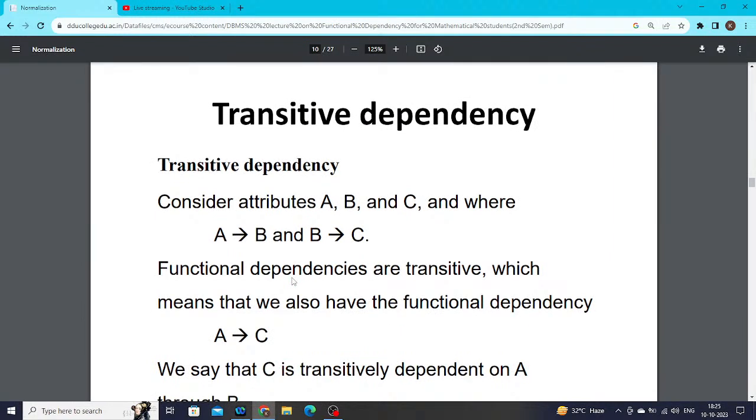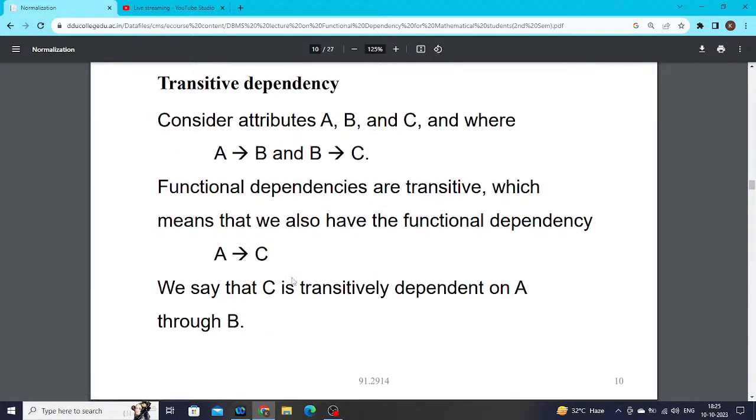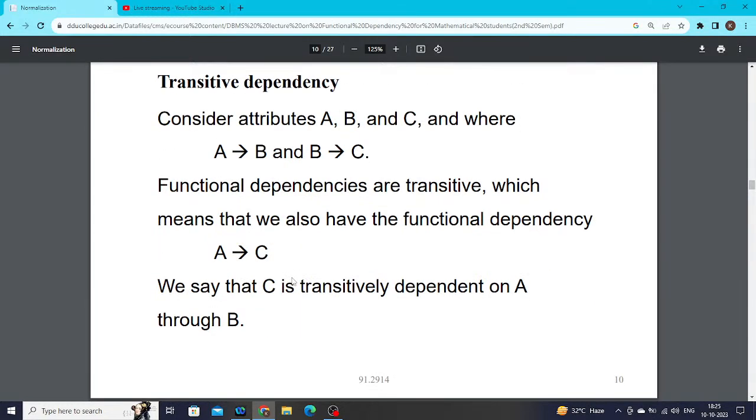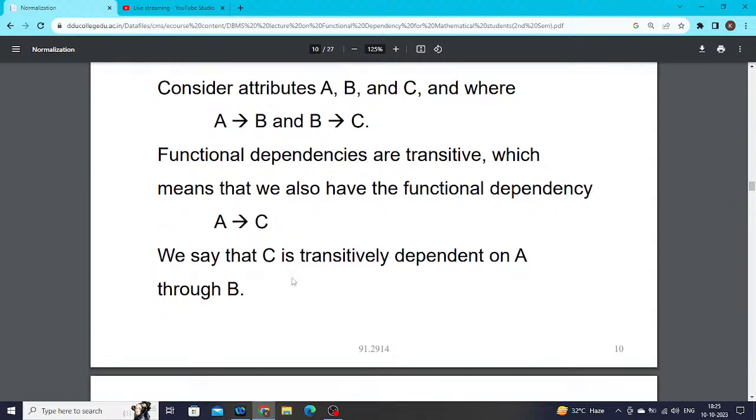Transitive dependency: consider attributes A, B and C, where A is dependent to B and B is dependent to C. So indirectly we can say B is the source providing the relationship from A to C. Yes, so B is a middle part. Functional dependencies are transitive, which means that we also have the functional dependency A to C, where we say C is transitively dependent on A through B. Clear?